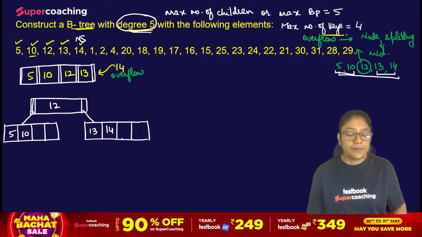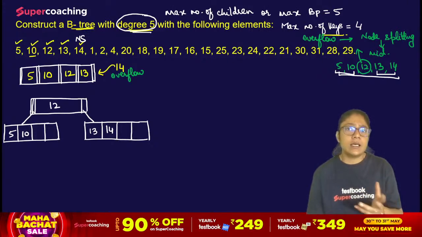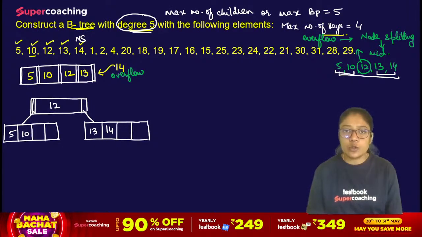Splitting clear हुई, right? I'll consider the next example with the degree 4, जहाँ पे आपके पास 4 keys होंगी, so you can either take the second element or the third element. We'll talk about that later. Let's not mix the concepts. यहाँ तक clear है, right? So 14 के लिए node splitting has taken place.